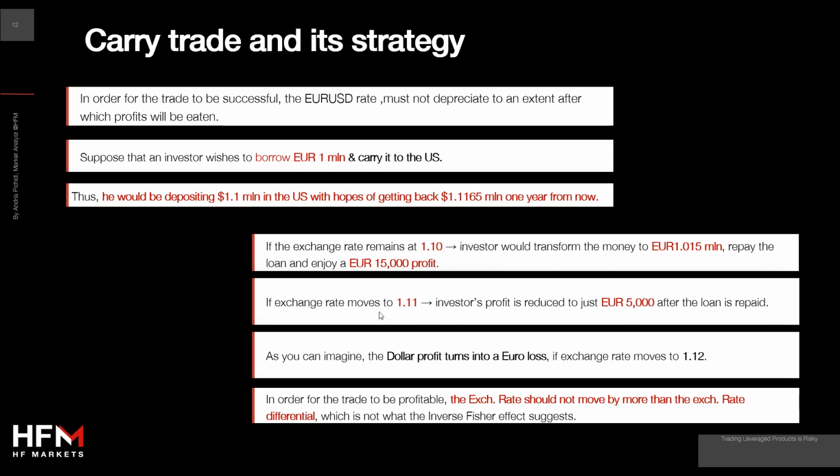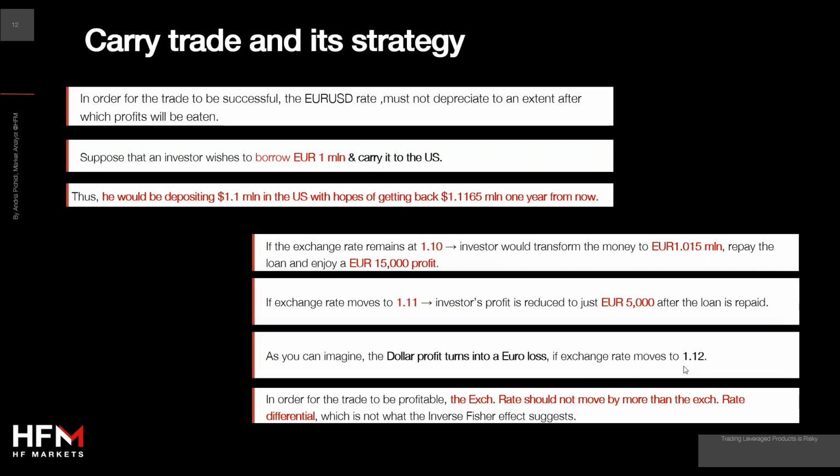But if the exchange rate at the end of the year moves to 1.11, then his profit will be reduced and he will be left with just 5,000 after the loan is repaid. So as you understand, the dollar profit turns into a euro loss if the exchange rate moves to 1.12. What I'm trying to say with this example is that, guys, in order for a trade to be profitable, the exchange rate should not move by more than the exchange rate differential.